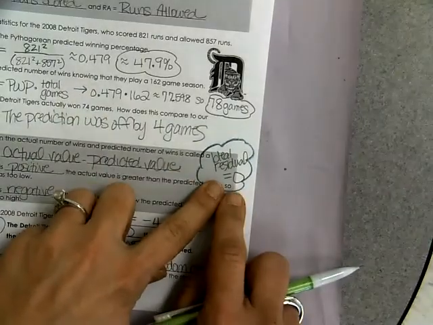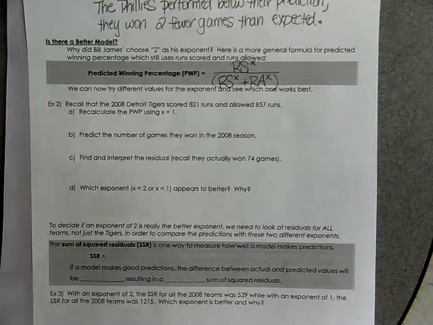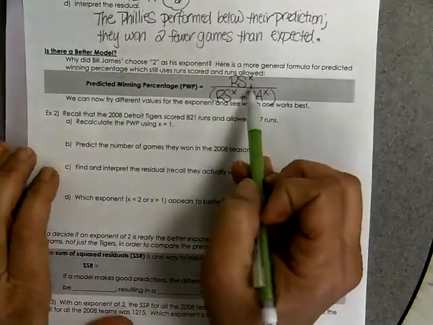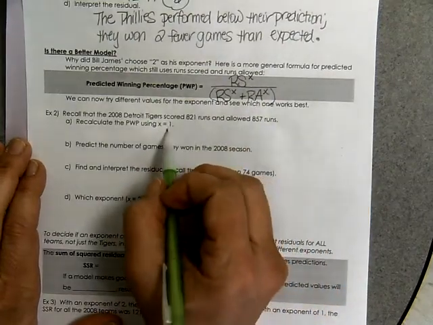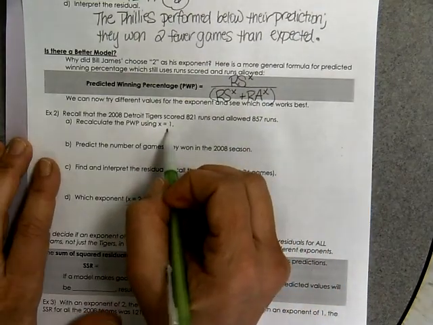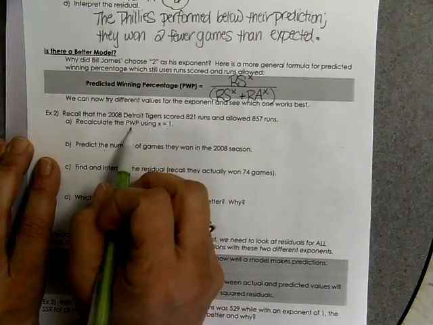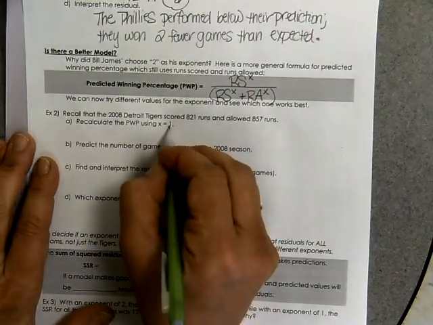Remember, the ideal residual is 0, so the best exponent is going to be the one that is closest to 0. So let's pretend that we didn't like using 2 as an exponent, and someone said we should use 1 as an exponent instead. Let's recalculate the predicted winning percentage using x equals 1.